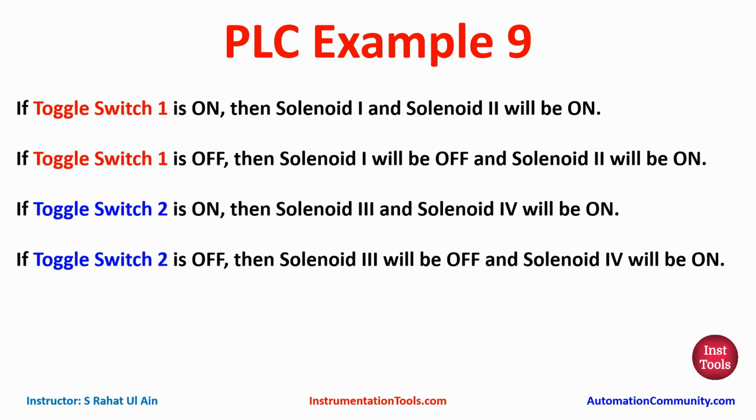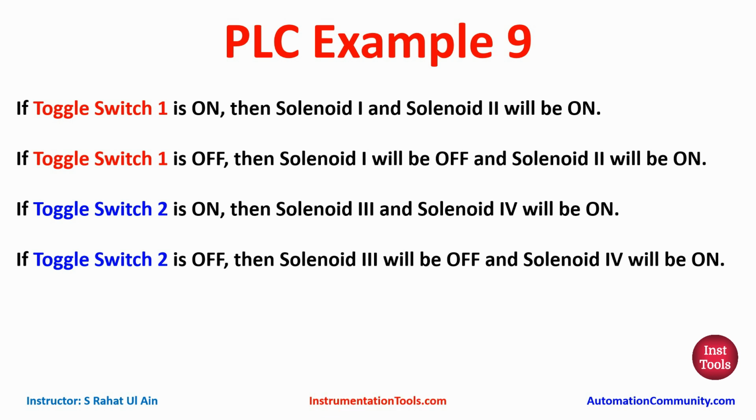Example 9. If toggle switch 1 is on, then solenoid 1 and solenoid 2 will be on. If toggle switch 1 is off, then solenoid 1 will be off and solenoid 2 will be on. If toggle switch 2 is on, then solenoid 3 and solenoid 4 will be on. If toggle switch 2 is off, then solenoid 3 will be off and solenoid 4 will be on.